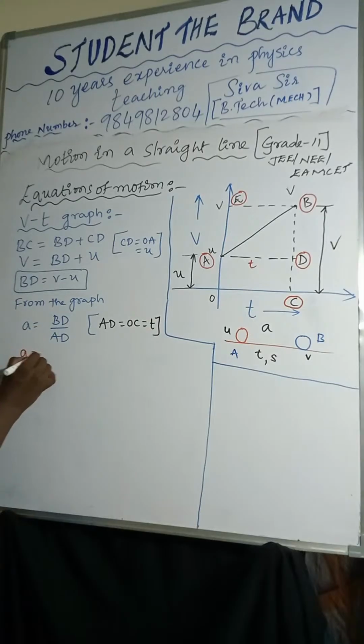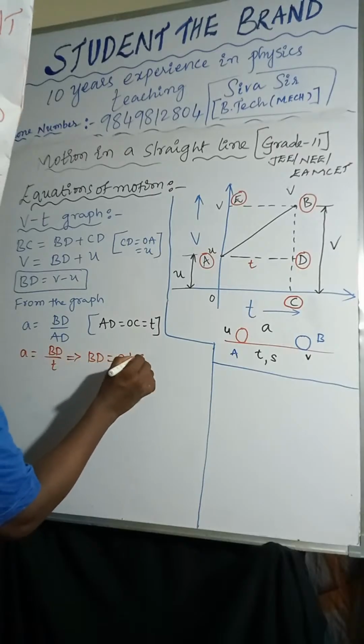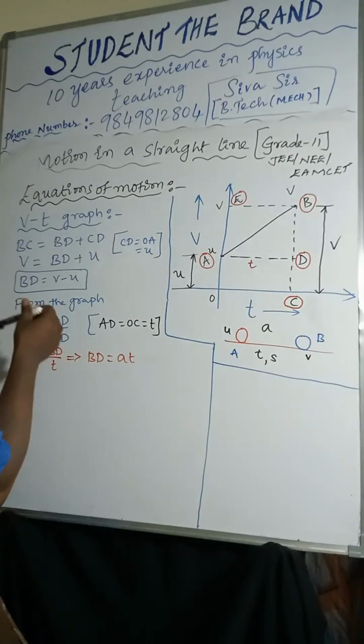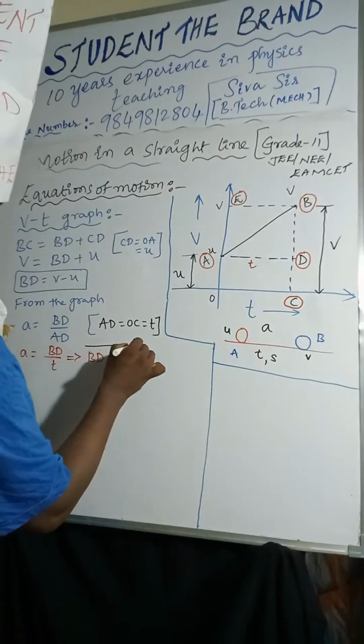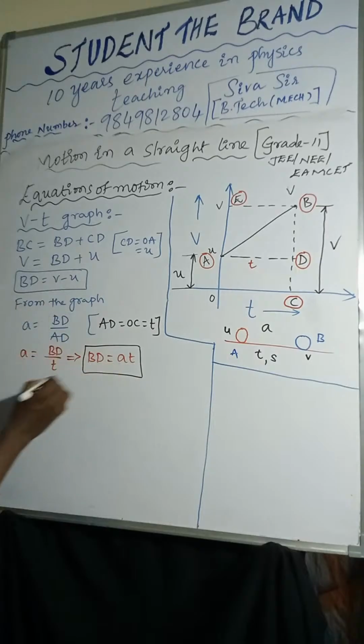So A equal to BD by AD is nothing but T. From this, BD equal to A into T. Very, very important, A into T. Keep this in brackets. So BD equal to what? AD, so A into T.